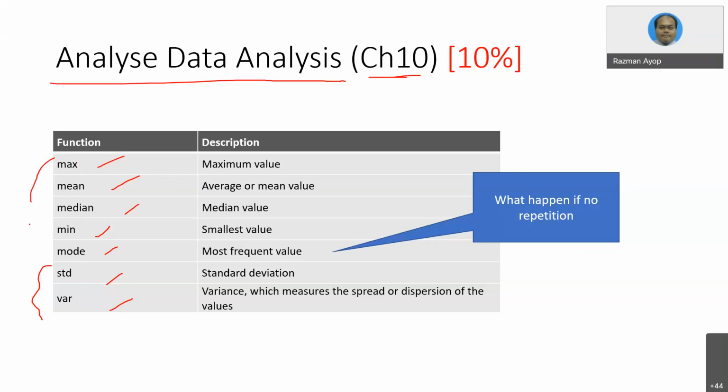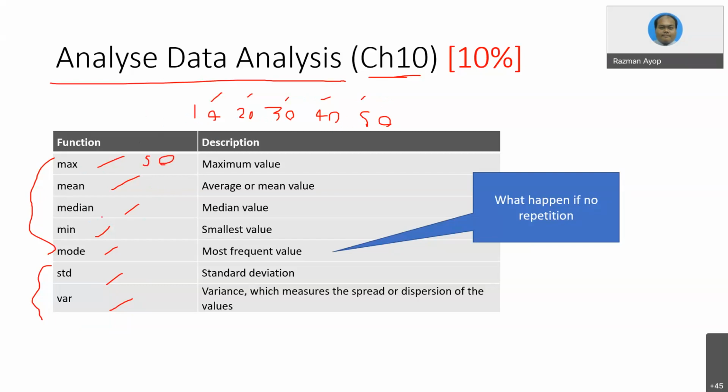Okay, so for example, you have 10, 20, 30, 40, 50. The max will be 50. Okay, max number is 50. Mean, you know how to calculate mean. You have to add 10, 20, 30, 40, 50, and then divide by the number of values. How many numbers? 1, 2, 3, 4, 5. So you just use the average value.